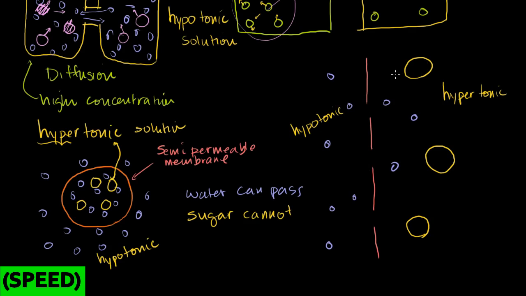But in this case, these guys can't fit through the hole. Only water can go back and forth. If these guys were not here, water would have an equal likelihood of going in this direction as it would of going in that direction.